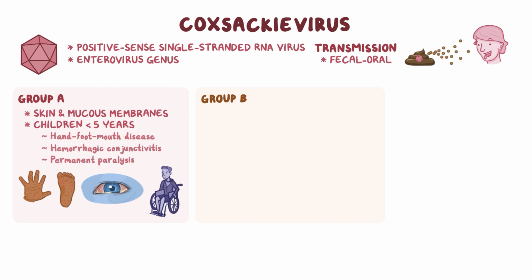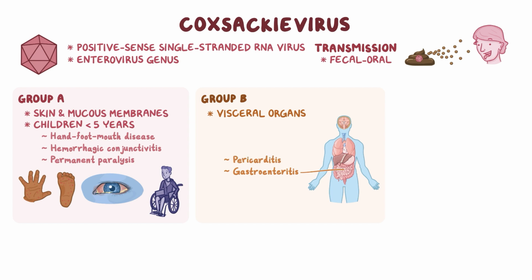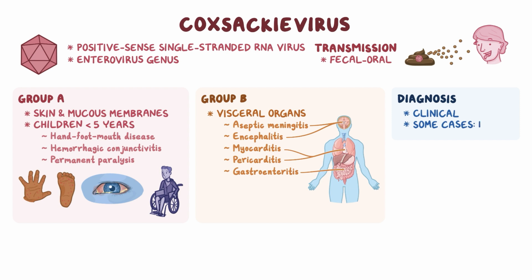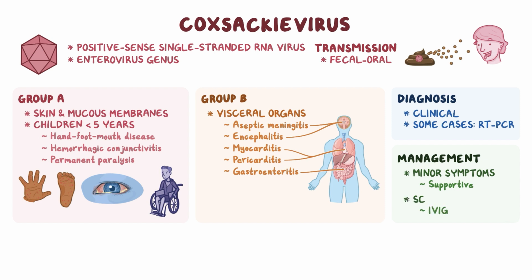On the other hand, Group B tends to infect visceral organs, resulting in more severe conditions like gastroenteritis, pericarditis, myocarditis, and even encephalitis and aseptic meningitis when the virus gets into the brain. The diagnosis is basically clinical, but in some cases, reverse transcriptase polymerase chain reaction is used to identify the germ's RNA in the samples. When there are minor symptoms, the management is mainly supportive, making sure that people are well hydrated, while the use of intravenous immunoglobulin is reserved for severe cases like meningitis and myocarditis.